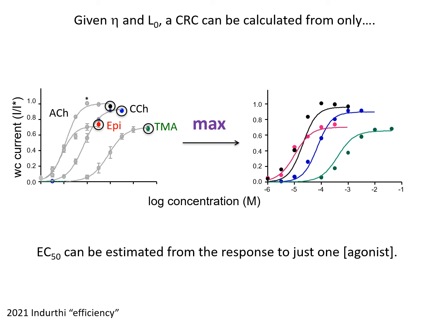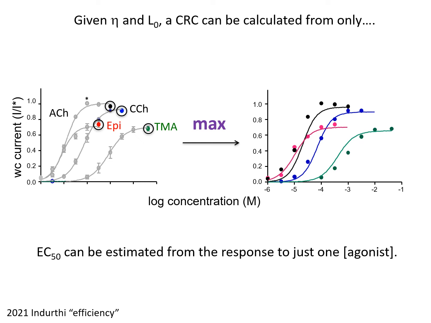So given efficiency and L0, a CRC can be calculated from only the maximum response. These are wholesale dose response curves that I showed previously. I've added carbachol to the story here. The circled points are the maximum values, and we took the maximum values, just one concentration. We use those concentrations, the responses at those concentrations, to calculate L2, and then that blue equation, given the efficiency now of 50%, we use 50% for all of these because we were trying to say, what if you really didn't know your efficiency and you just took a number? So it's an average of 50%, even though TMA is higher.